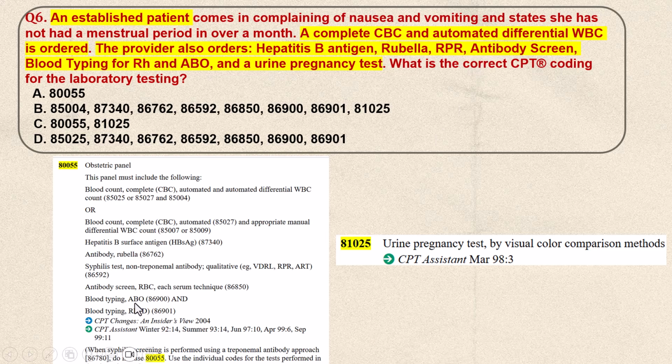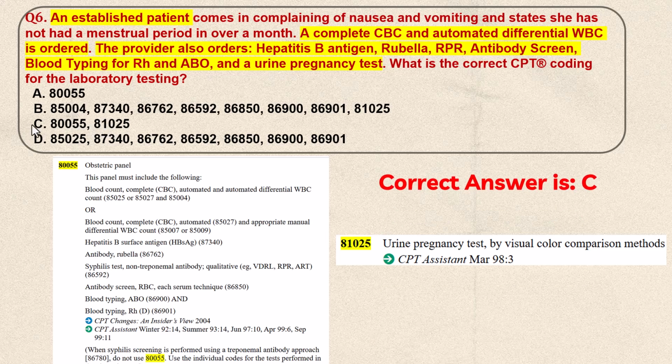Blood typing ABO, blood typing Rh, so those things are done here. So that is also included. So all the tests are included in one code except urine pregnancy test. So you can see there's no urine pregnancy test in this list. So for all other tests you can use one code, that is obstetric panel, but the only exception is this urine pregnancy test is not included here. So if you go to the code 81025, that is urine pregnancy test by visual color comparison method, so that is also included here. So 2 codes are enough for this scenario, so that is 80,055 and 81,025. The correct answer is C.